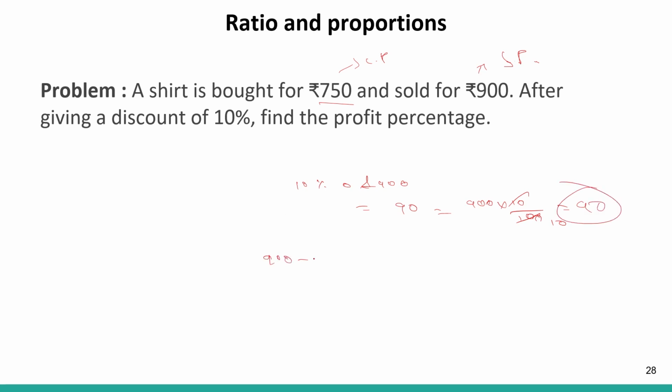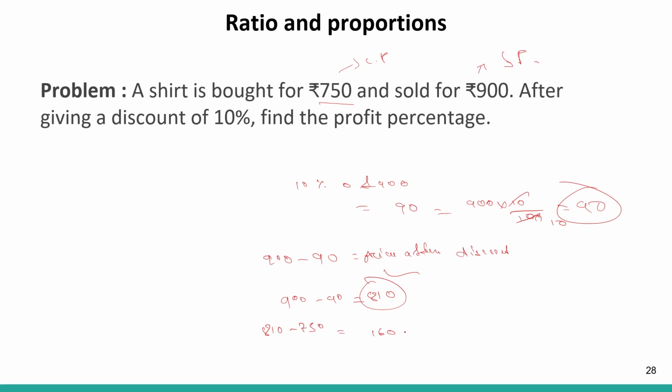So 900 minus 90 will give us the price after discount. So we want to calculate that. So now the new selling price becomes what? New selling price is 810, because 900 minus 90 is equal to 810. So the difference between 750 and 810 is what? 160, because 810 minus 750 is equal to 160.